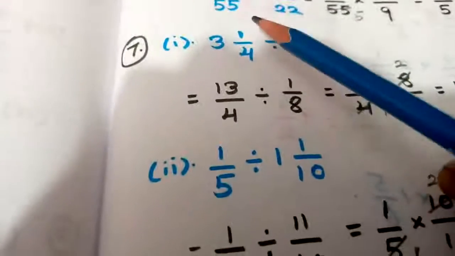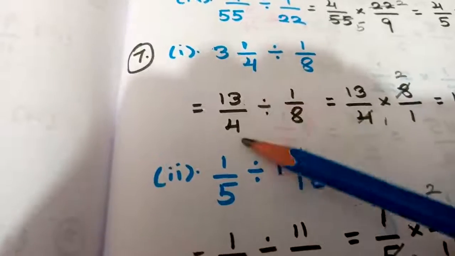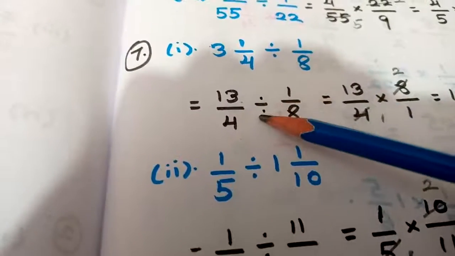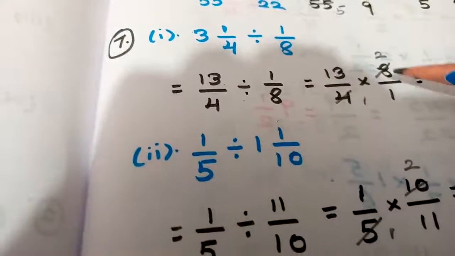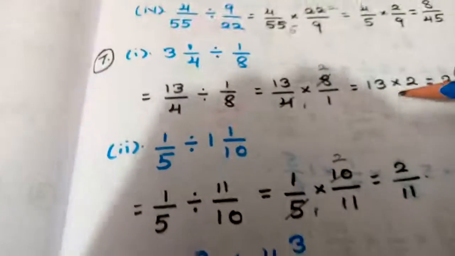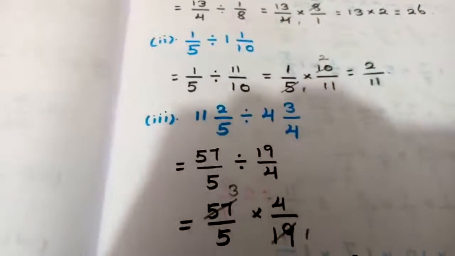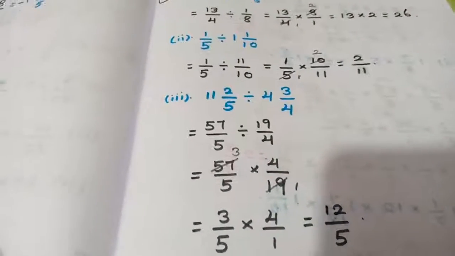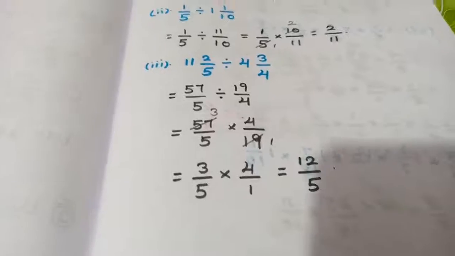In this case, you are going to convert the mixed fraction into improper fraction. 13 by 4, keep it as it is. Division, convert this into multiplication. 1 by 8, you are going to write it as 8 by 1. After converting, you will be getting the answer. The same way, you are going to try the remaining sums, and all these sums are based on understanding, students. You can cancel in any way, but the final answer should be correct.